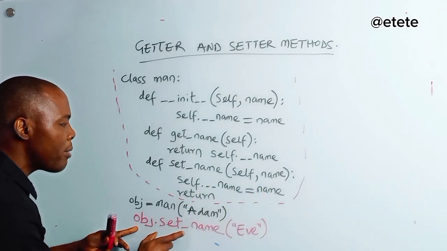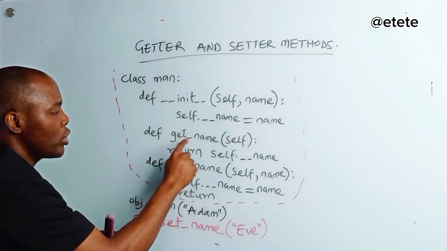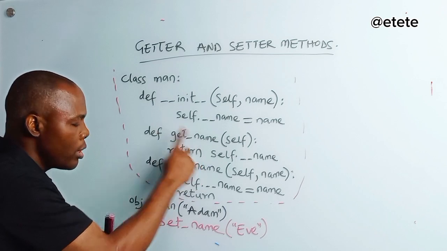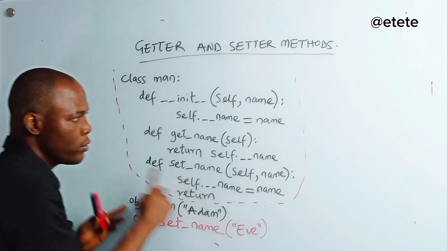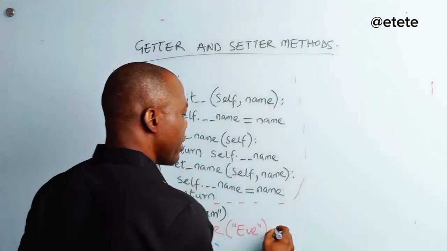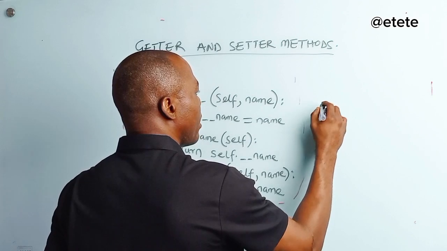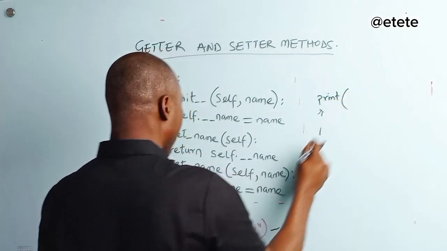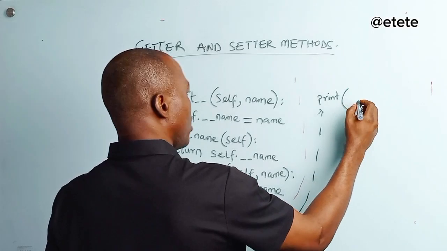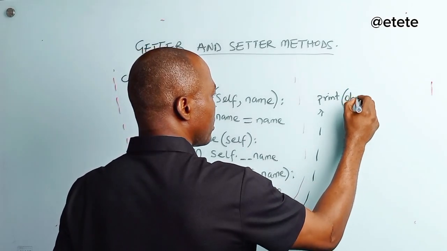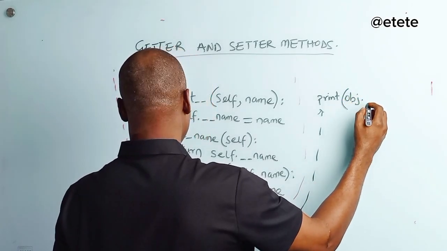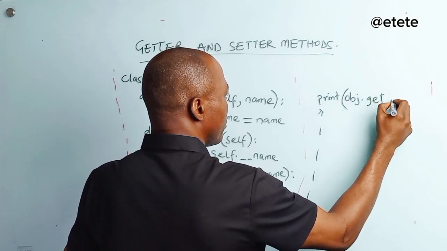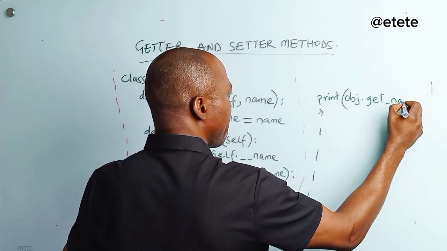Now when I try to print this self.name out, which is calling this get name method, what is going to print out for me is if. So if I now come here and I say print, right, object dot get underscore name.